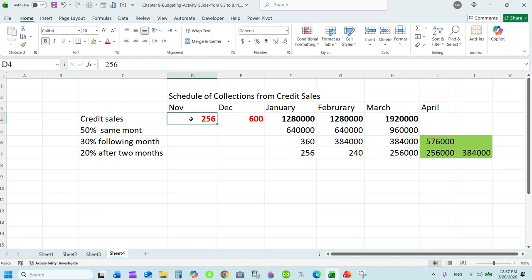Now I'm explaining this one, right? Debtors arising from November month sales. 50% is collected in November month itself. Balance 30% we may have collected in December month. So the balance must be collected in January. So that's why I put this 256 here, right?